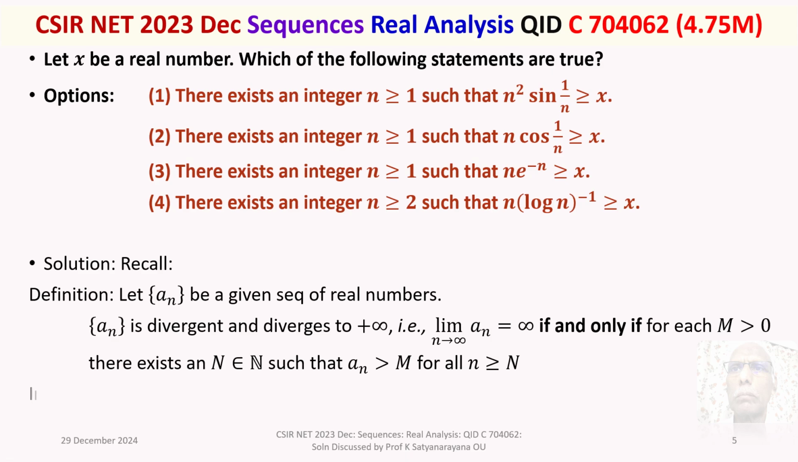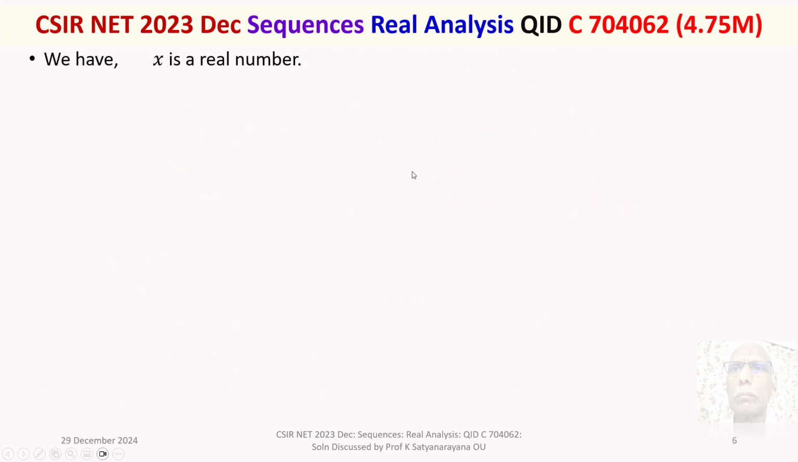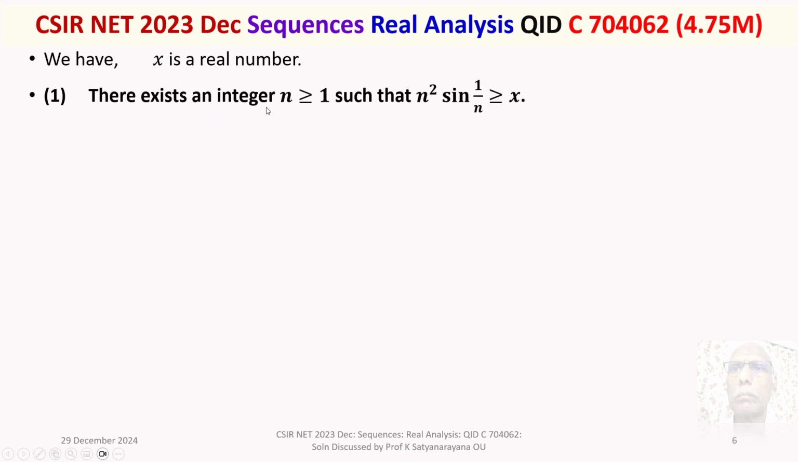So, in the light of this definition, it is sufficient to prove limit n tends to infinity of an is infinity. We discuss the options one after the other. Option 1. There exists an integer n greater than or equal to 1 such that n squared sine 1 by n is greater than or equal to x.